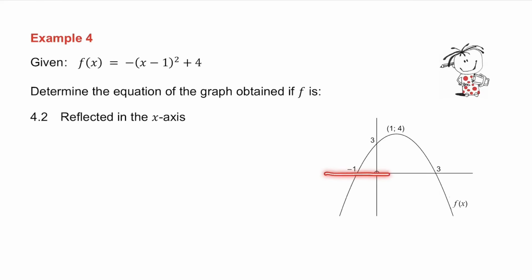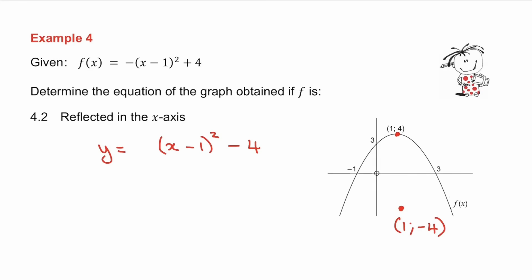In the second example, I asked you to determine the equation of the graph if I reflect it in the x-axis. There's my x-axis. If I'm going to reflect it in the x-axis, it means I use the x-axis as a mirror, and I take my graph and I get the mirror image. So my turning point is 1, 4. If I reflect it in the x-axis, I get my point down there. So I've reflected that turning point in the x-axis. The coordinates of this point is 1, minus 4.